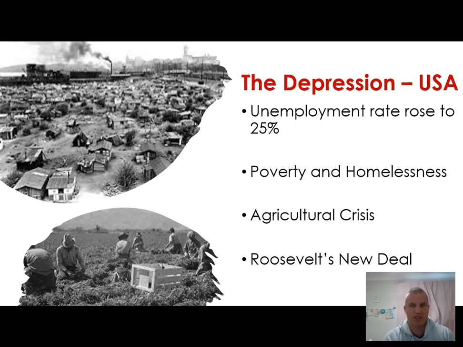There's an agricultural crisis happening in the US during this time. Crop prices obviously fall. There are droughts in the south, which lead to these great dust storms because it's so dry down there. Farmers lose their land and lose their livelihoods.